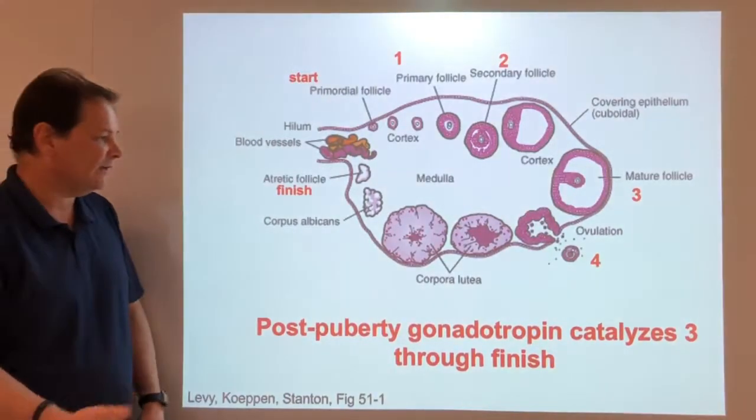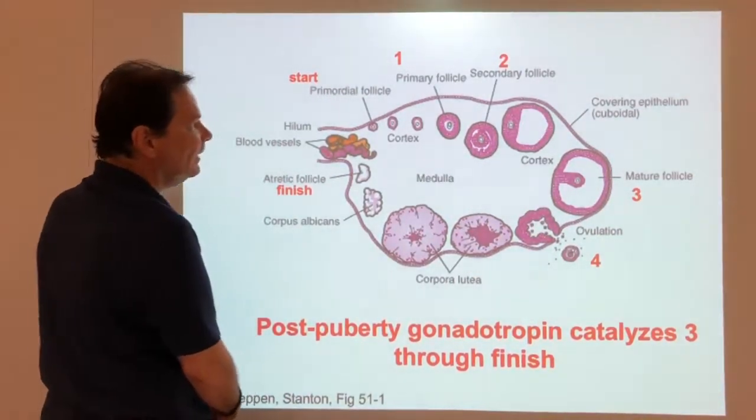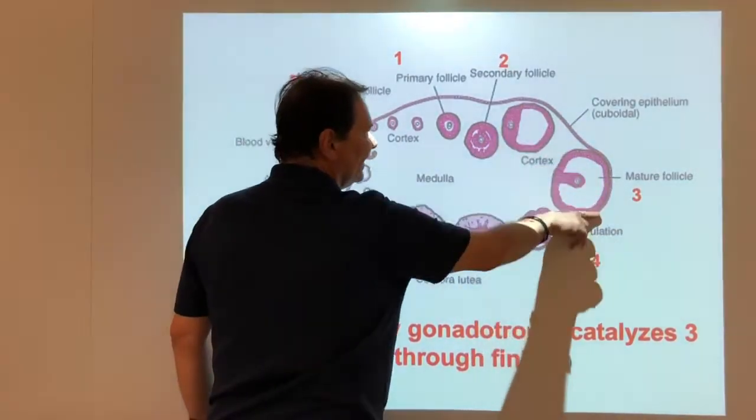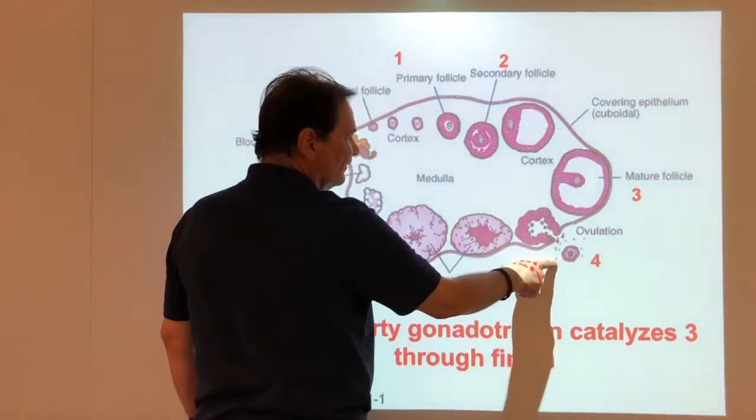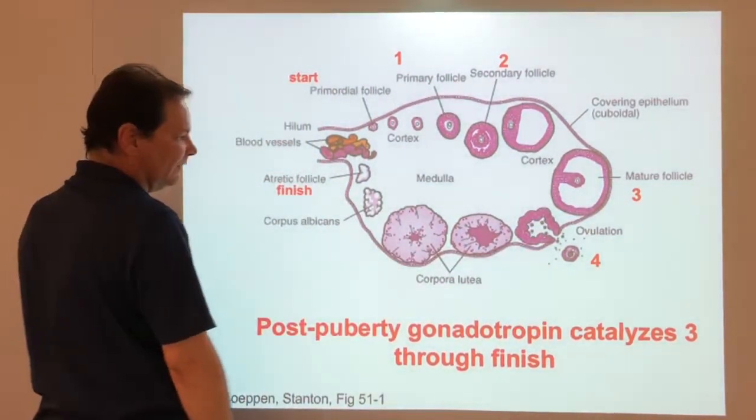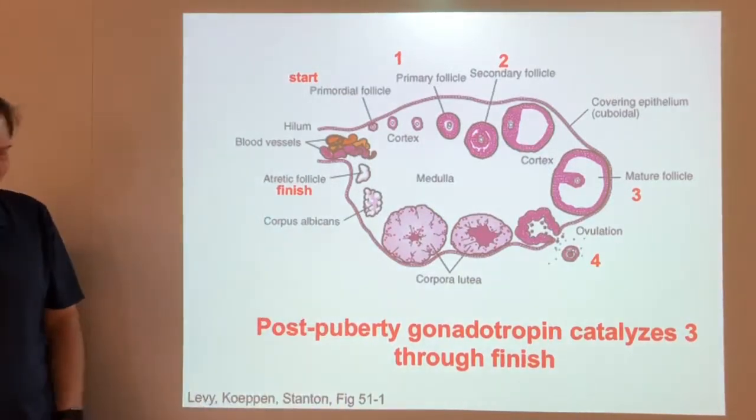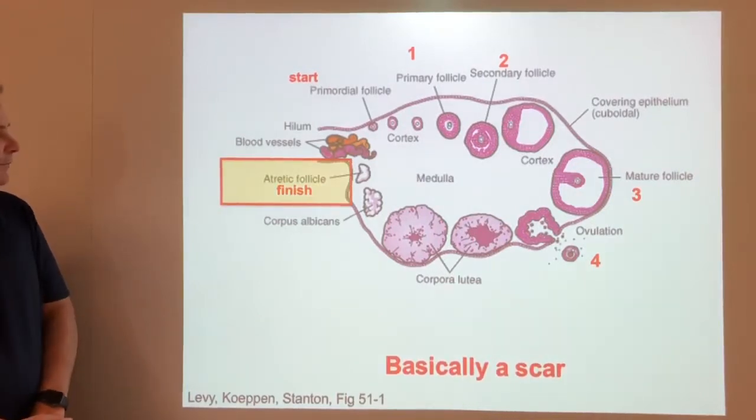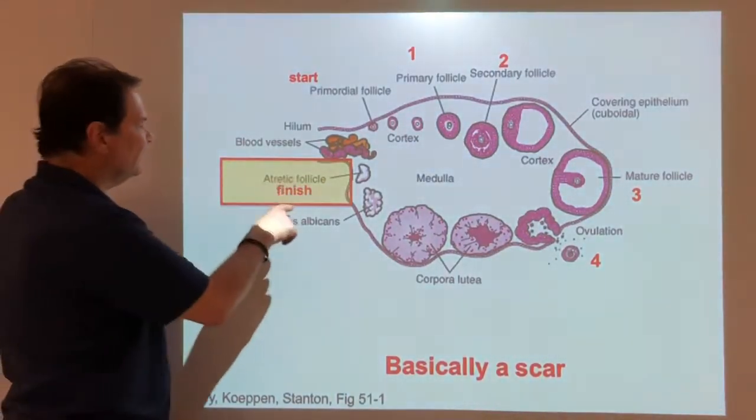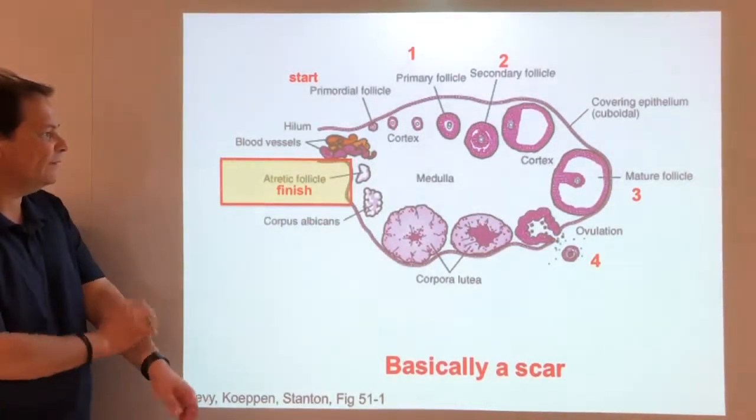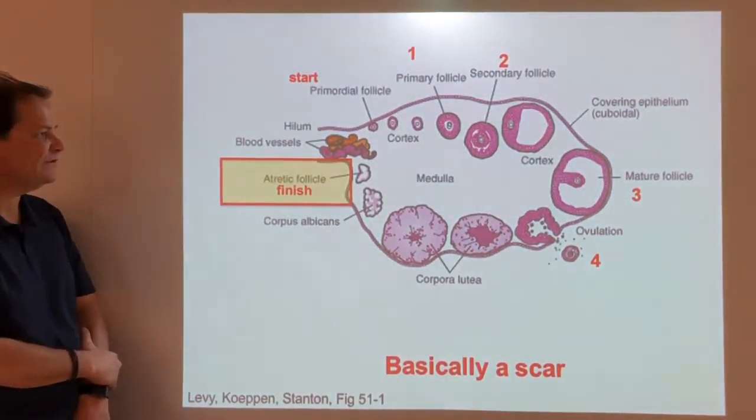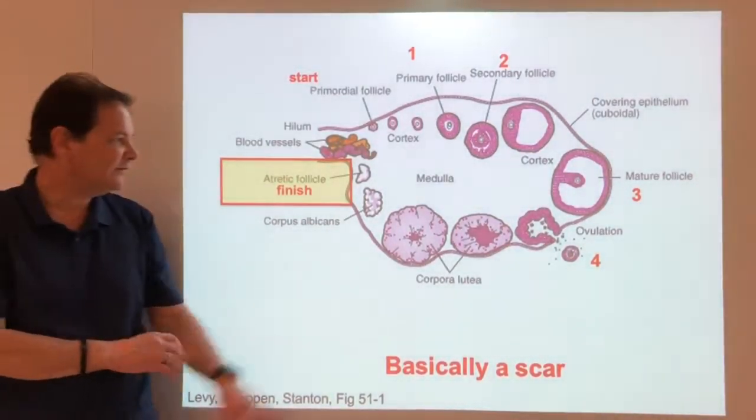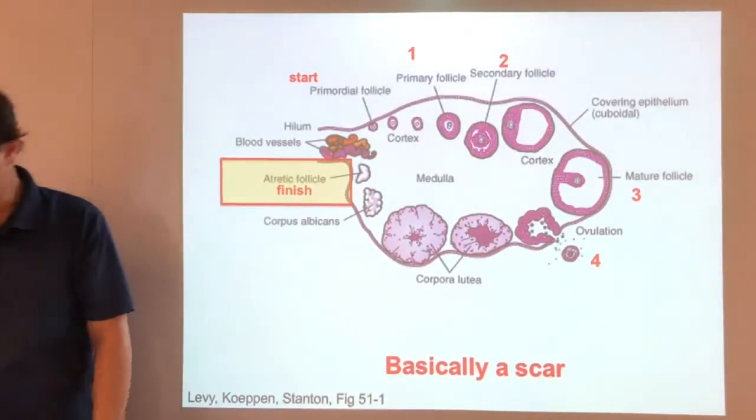Post-puberty, when gonadotropin levels begin to become significant, you catalyze stage 3 of the development of the mature follicle, and stage 4, which is ovulation. You get development of, of course, the corpus luteum, which we'll talk about considerably later in the lesson. We'll concentrate on that at the moment. And then you end up with an atretic follicle, which is basically what's called a corpus albicans, which is just scar tissue, more or less, in the ovary. Okay, and this is assuming, of course, that pregnancy does not take place.